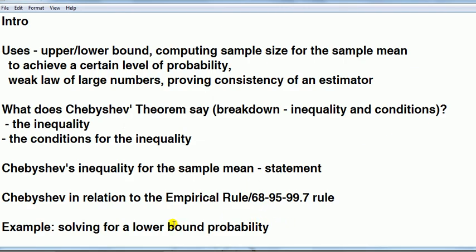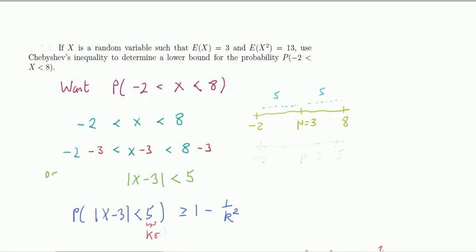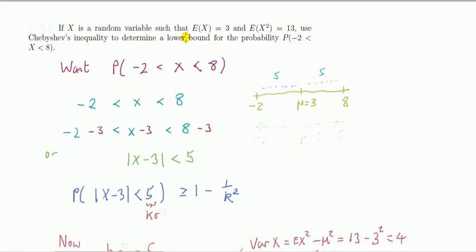Okay, here's a typical question you might see on a course. X is a random variable such that we're told what the mean is of it. Notice also the second moment of it. Use Chebyshev's inequality to determine a lower bound for this probability here. Right, so we want this guy here.